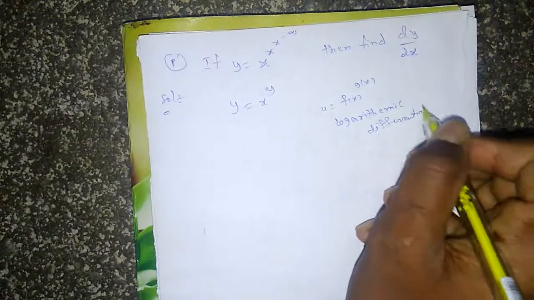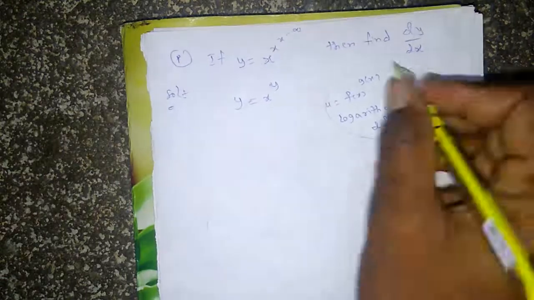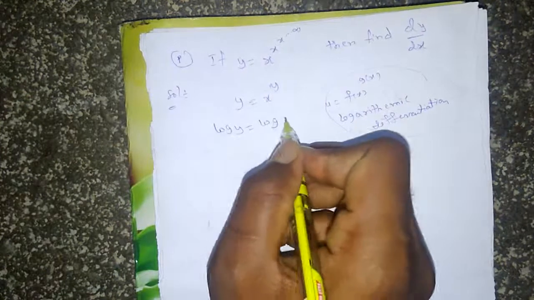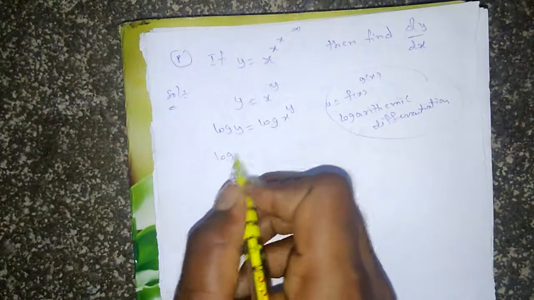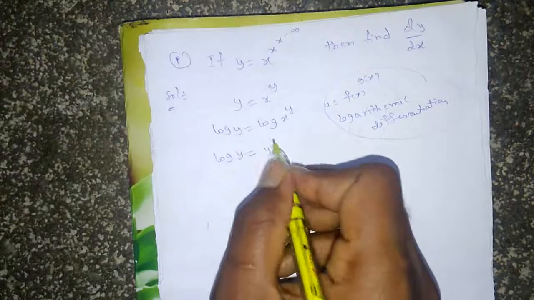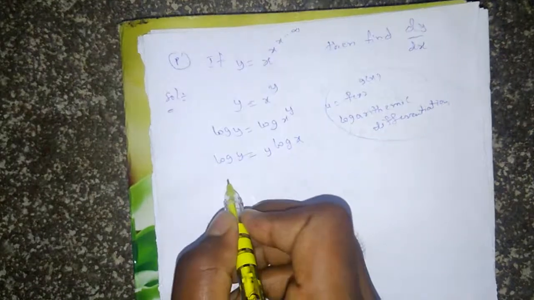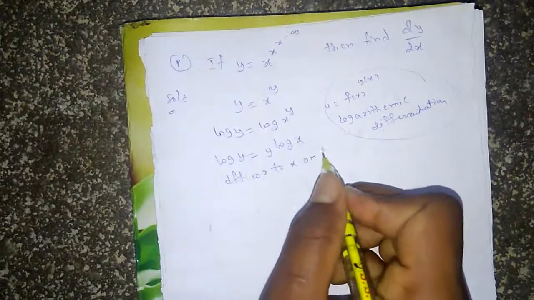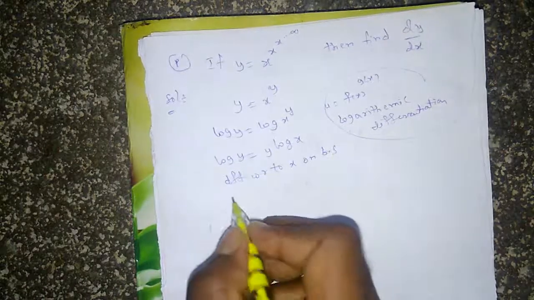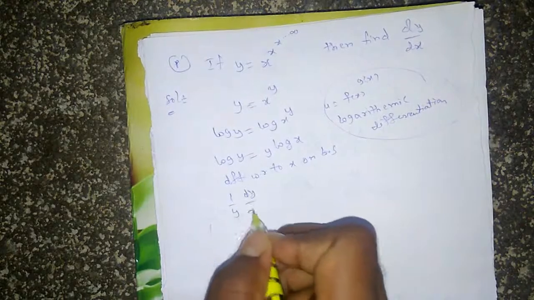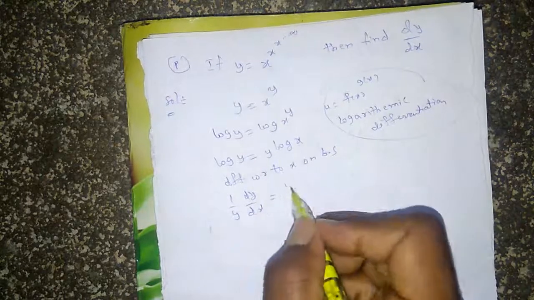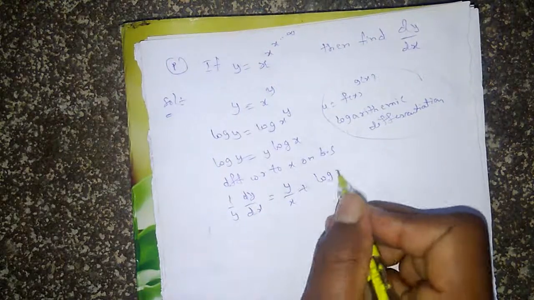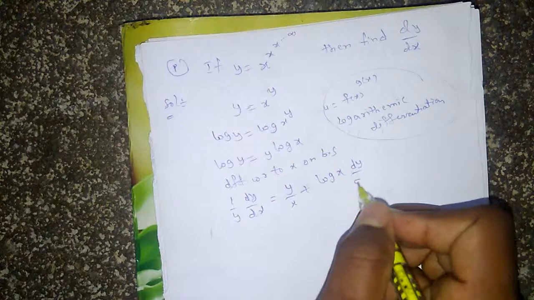So we apply logarithms first. Apply log on both sides. This is log y is equal to log of x power y, that is log y is equal to y log x. Now differentiate with respect to x on both sides. Derivative of log y is 1 by y dy by dx. This is a product, apply the product rule: y into derivative of log x is 1 by x, plus log x into derivative of y is dy by dx.